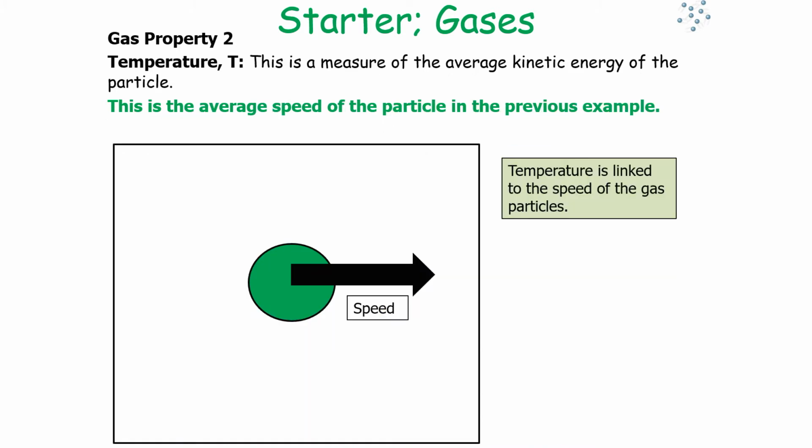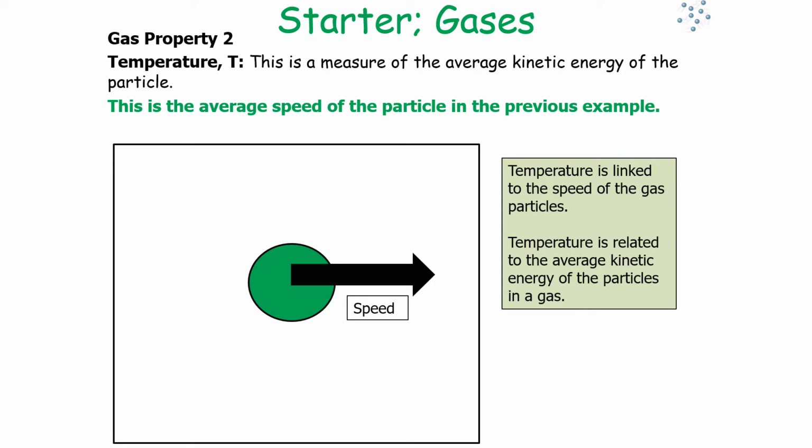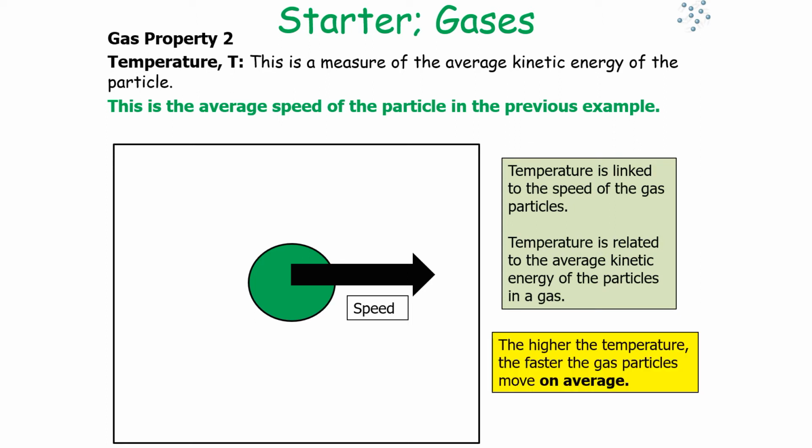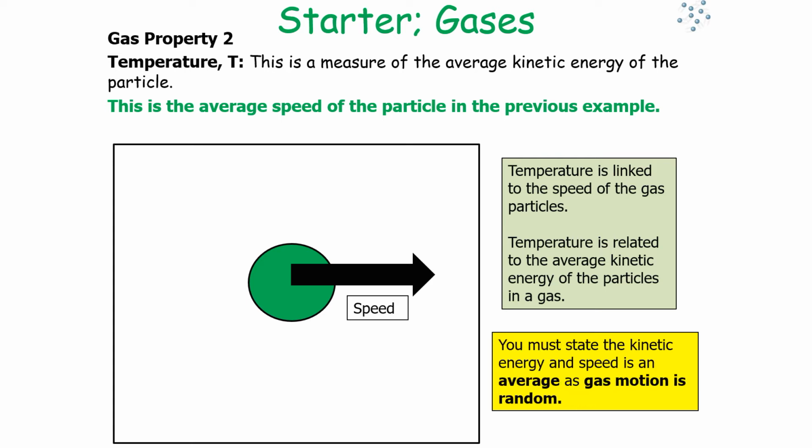The second property of a gas is the temperature, and temperature is linked to the average kinetic energy of the particles. So it's linked to the speed of the gas particles. The higher the temperature, the faster the gas particles move on average. The lower the temperature, the slower the gas particles move on average. You must state the kinetic energy and speed is an average, as gas motion is random. This randomness is shown in the fact that we have average speeds and average kinetic energies.